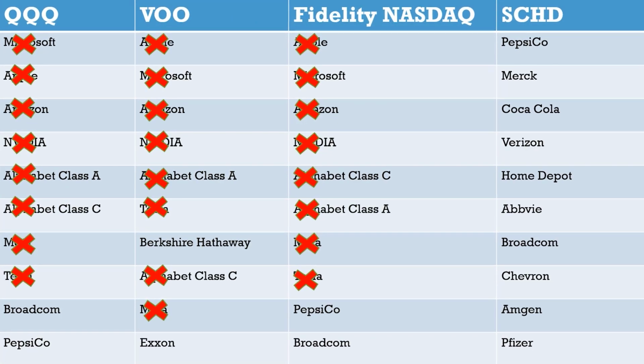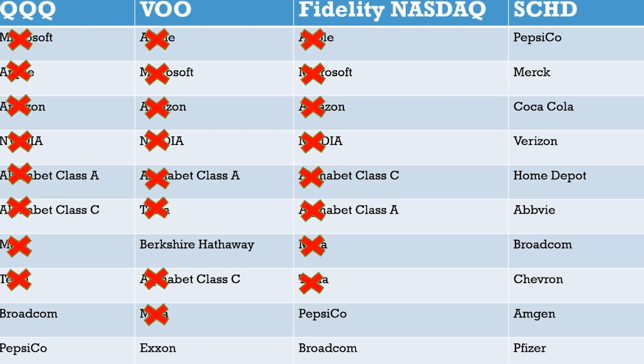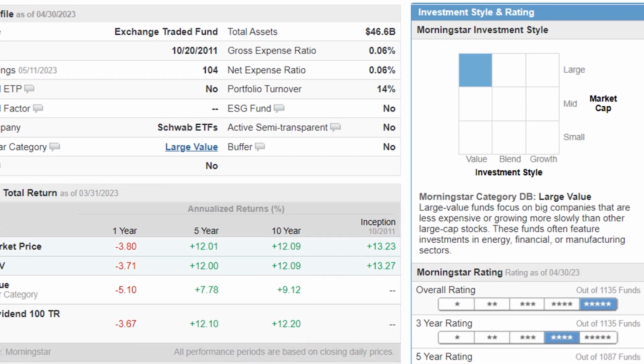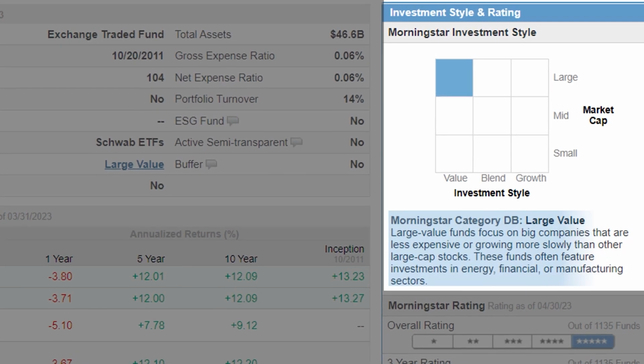Although SCHD does have Pepsi and Broadcom in it, it doesn't have a single stock that's in all three of the other funds' top 10. That's because its investment style is different. It focuses on large value. What this means is that they're heavy in big companies that aren't as expensive as the Teslas or the Microsofts.